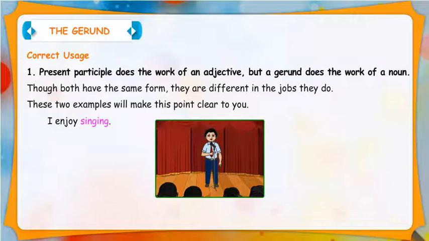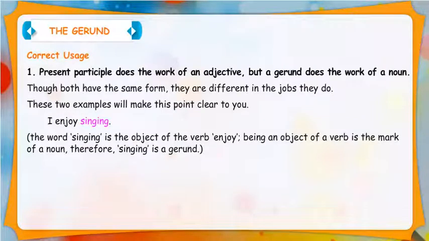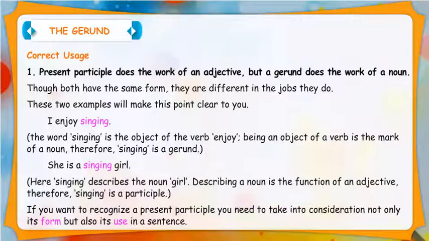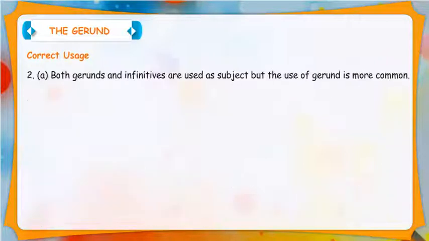I enjoy singing. The verb singing is the object of the verb enjoy. Being an object of a verb is the mark of a noun. Therefore, singing is a gerund. She is a singing girl. Here, singing describes the noun girl. Describing a noun is the function of an adjective. Therefore, singing is a participle. If you want to recognize a present participle, you need to take into consideration not only its form, but also its use in a sentence.